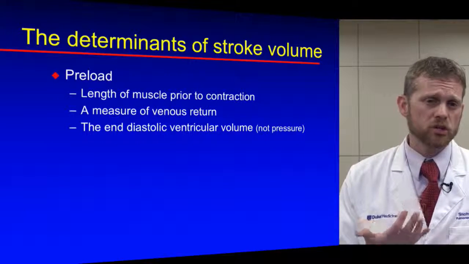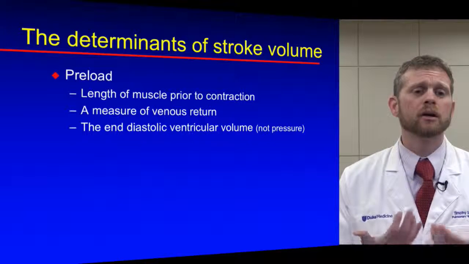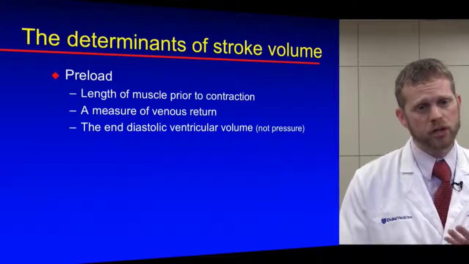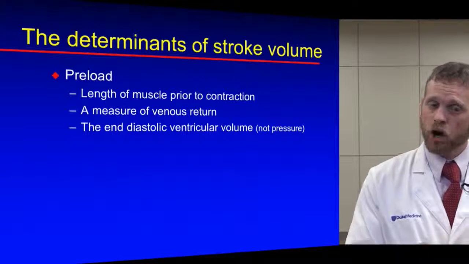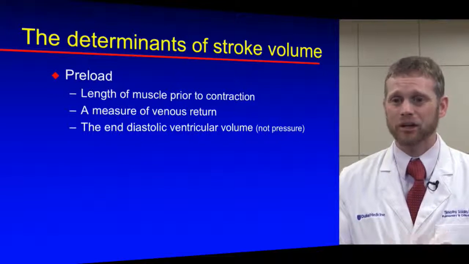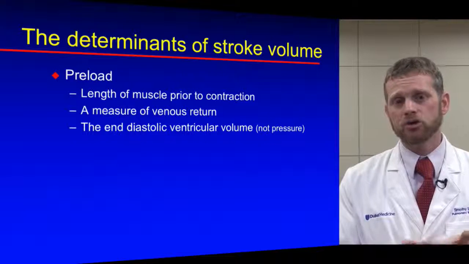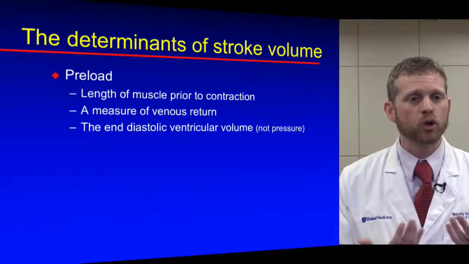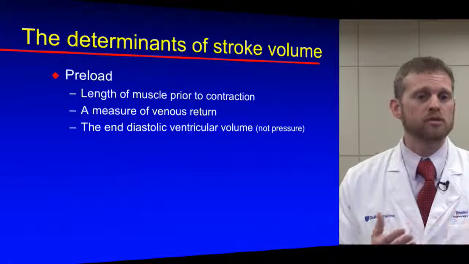Now, we can't really measure end diastolic ventricular volume in vivo. So sometimes we use the end diastolic ventricular pressure as a metric, but it's important to know that the relationship between end diastolic volume and end diastolic pressure is not linear. So caution really is required when using right atrial pressure or the pulmonary capillary wedge pressure as markers of preload.